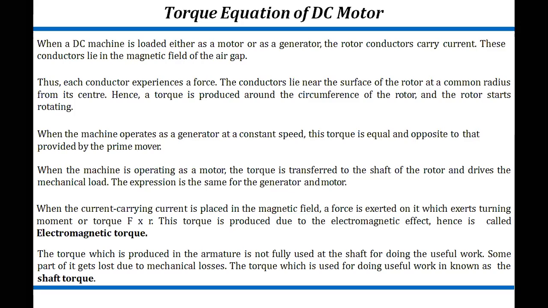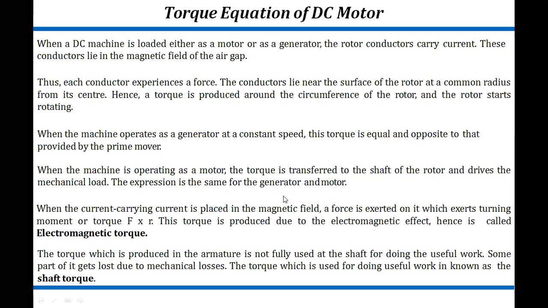When the machine operates as a generator, this torque is equal and opposite to that provided by the prime mover. When the machine is operating as a motor, we can take the torque which will be transferred to the shaft of the rotor and which will drive the mechanical load.